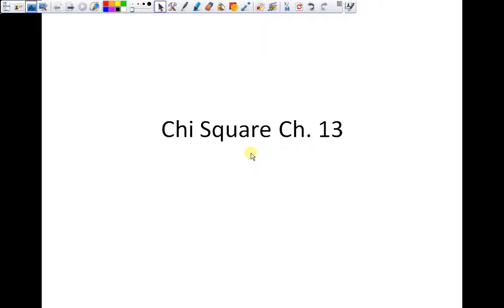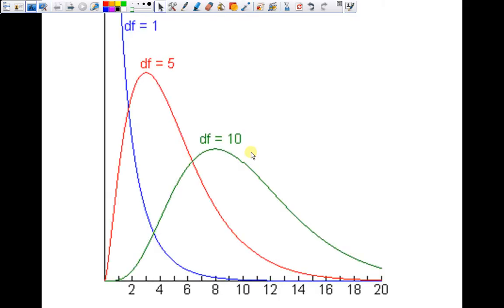Working with the chi-square distribution and performing a chi-squared test. To get started, the chi-squared distribution is basically right skewed. You can see that the blue distribution is right skewed, and the red distribution is right skewed, and even the green distribution is right skewed. You can tell that the larger the degrees of freedom is, the less skewed it is, and it actually approaches normality.